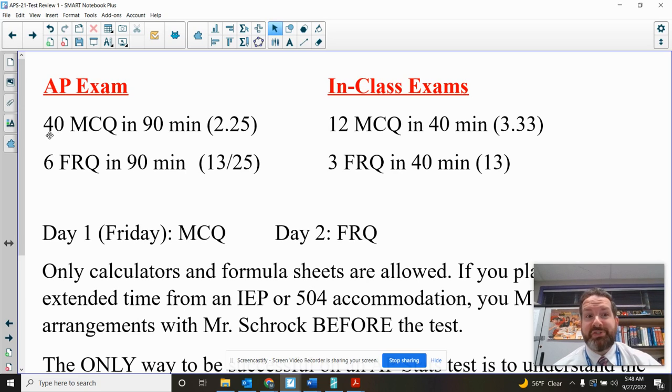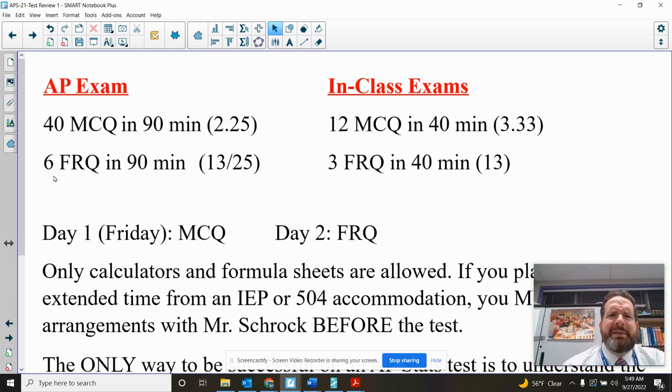40 multiple choice questions in 90 minutes is an average of 2.25 minutes per question. To shrink it down to our in-class tests, we're going to have 12 multiple choice questions in a class period, which is about 40 minutes. So you have slightly more average time per question on our in-class test than you will on the real thing.